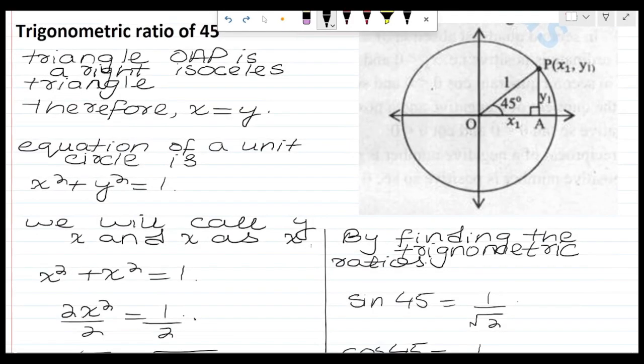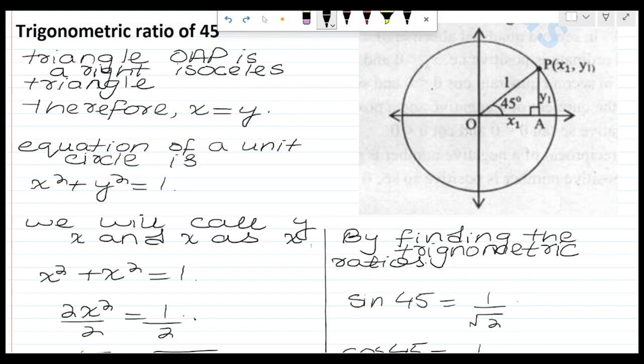Now let's move on to finding the trigonometric ratios of 45 degree. To find the trigonometric ratios of 45 degree, let's again choose a point called P with coordinates x and y on the unit circle in a standard position such that the angle O will be equal to theta, and that is equal to 45 degree. Now we will draw a perpendicular, we call that PA, and that is perpendicular to the x-axis. Now this triangle that we have, which is triangle OAP, it is a right isosceles triangle.